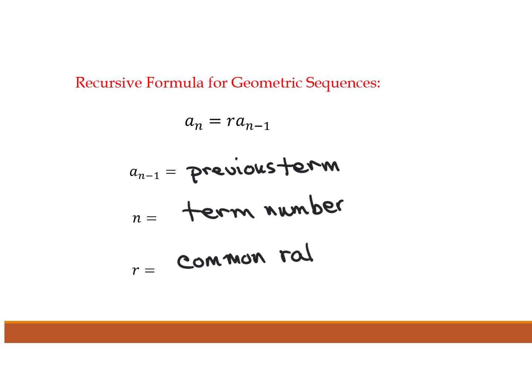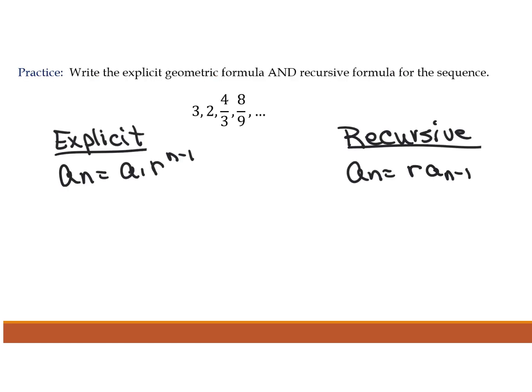And just like in the explicit formula, to get that common ratio, we're going to take that second term divided by the first. All right, we are given a sequence, and we are told it is a geometric sequence, and they want us to write both the explicit and the recursive formula. So what I would have to know is which formula goes with which one.